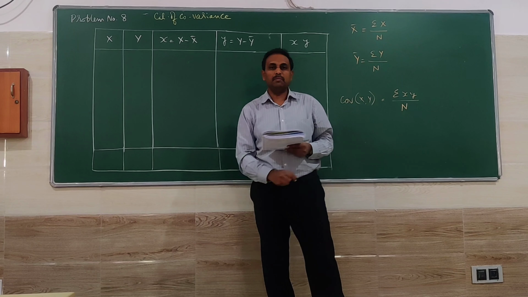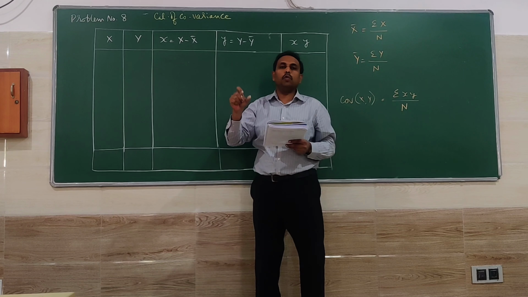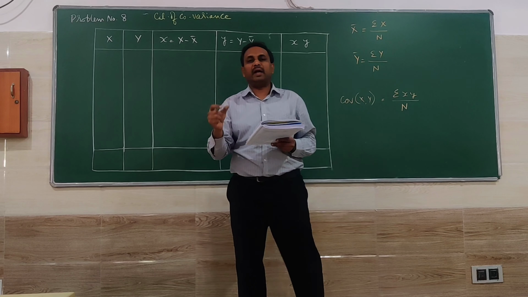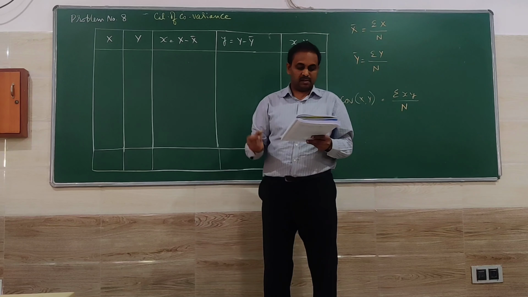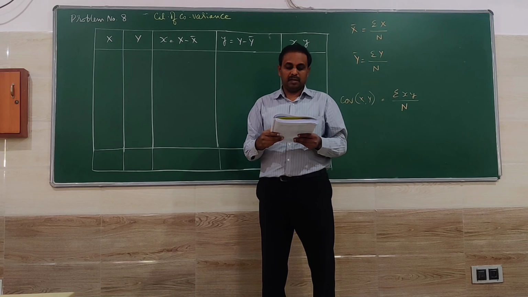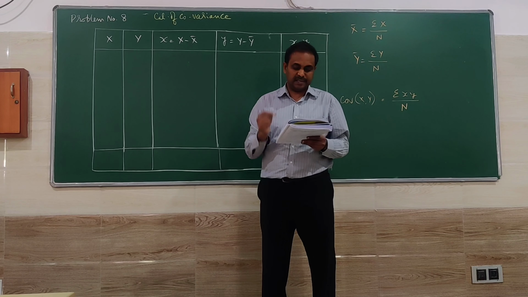We will move on to the next problem. This is connected to the calculation of covariance. Between two variables, we are going to find the covariance. So here, problem number 8: find the covariance of the following series.